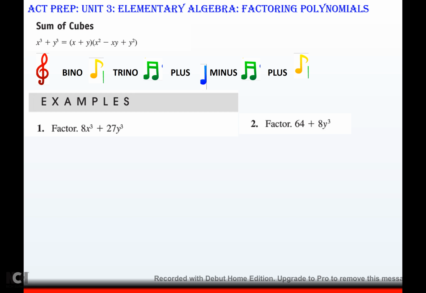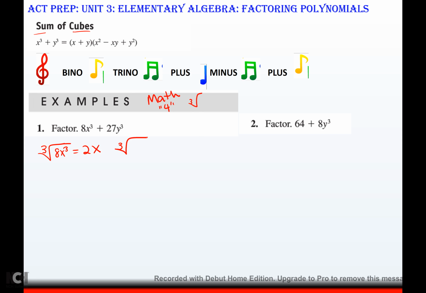All right, your sum of cubes. Bino, trino, plus, minus, plus. This only works if you have the sum of perfect cubes, so you've got to check them first. I've got the cube root of 8x cubed, which would be 2x. If you don't know your cube roots, on your calculator hit your math key and choose option 4. That'll give you a cube root on your calculator screen. So hit math 4, and then type in 8. Don't type in the x cubed. That'll just do the number. You can do the letter in your head, but the cube root of 8 is 2. So that one's perfect.